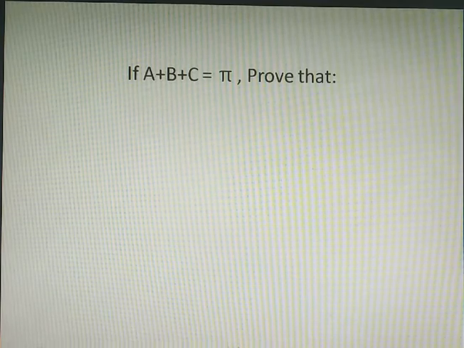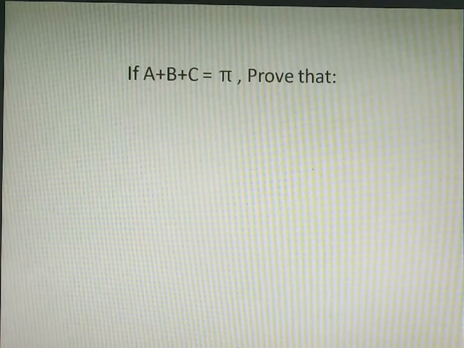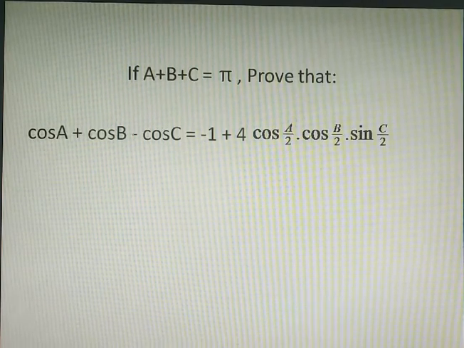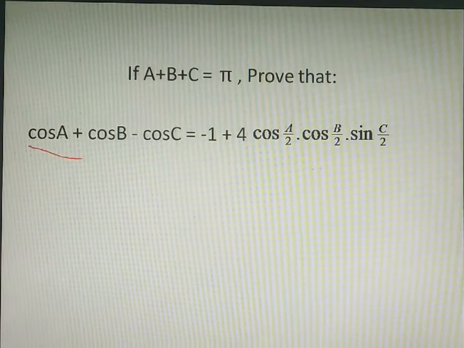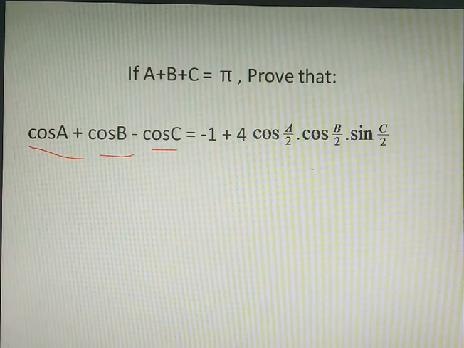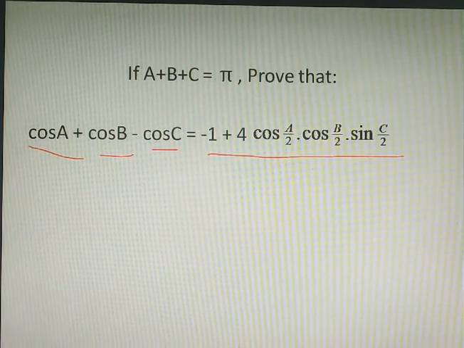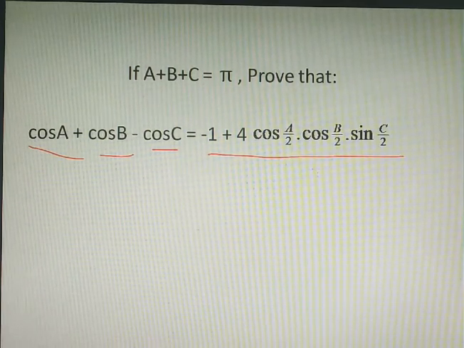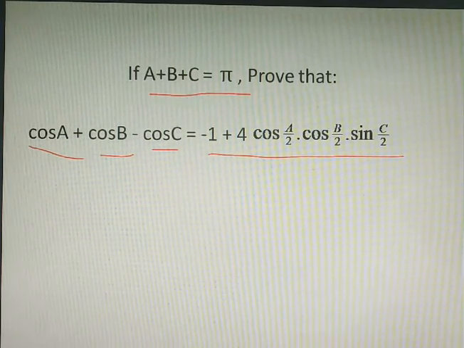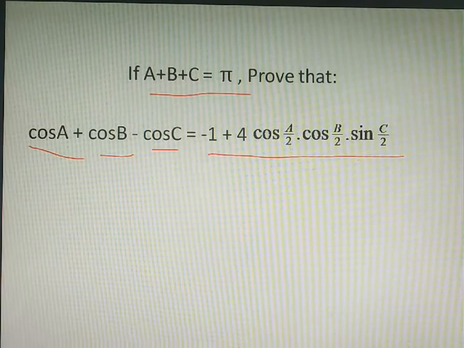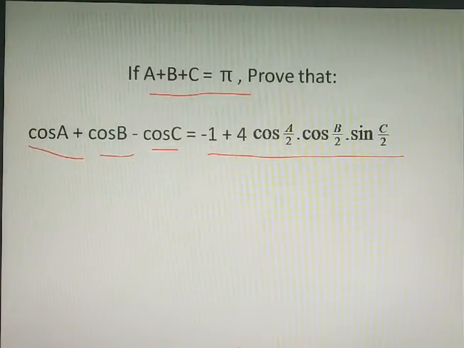Today let's continue with the same topic of proof questions from trigonometry. You can see the question on the screen. Here you need to prove cos A + cos B − cos C = −1 + 4 cos(A/2) cos(B/2) sin(C/2), if the condition given is A + B + C = π, that is 180 degrees.